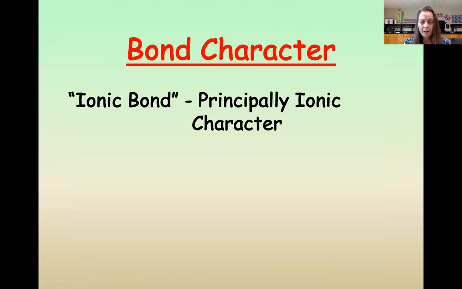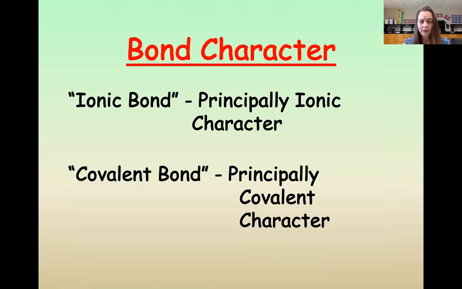So an ionic bond is mostly ionic in character. We say greater than 50%. A covalent bond is principally covalent in character, meaning that it shares.